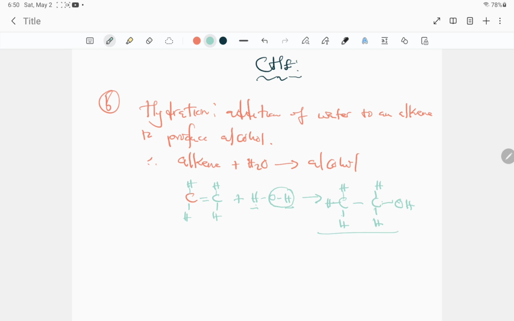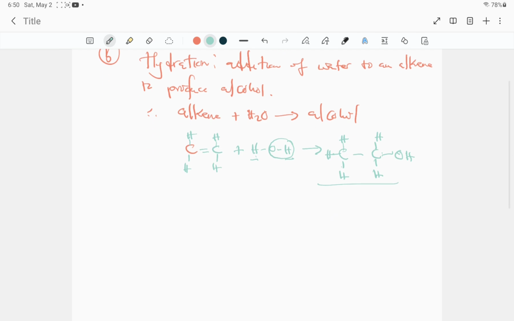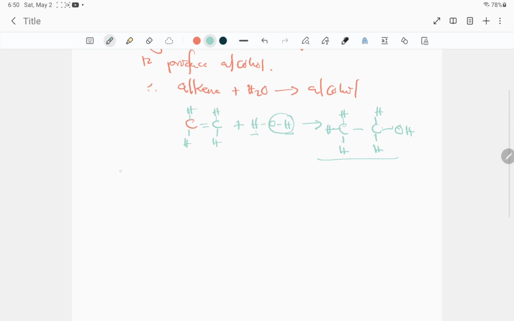So hydration is the addition of water, then dehydration is the removal of water. When we reach the family of alcohols, we'll also look at how we can produce alkenes. Alkenes can be produced from dehydration of alcohol.